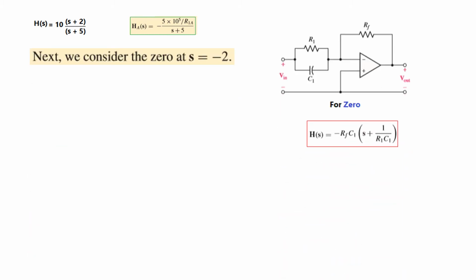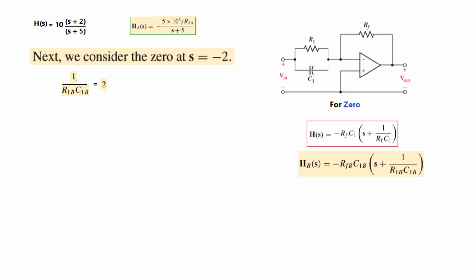Now we'll go for the zero. You can see the zero is occurring at s plus 2 equal to 0, that means at s equal to minus 2. This was the circuit that we said we'll be using for zero, and this is the transfer function for zero. Just like before, we now write this in terms of B. We call this the B circuit, so we just added B.